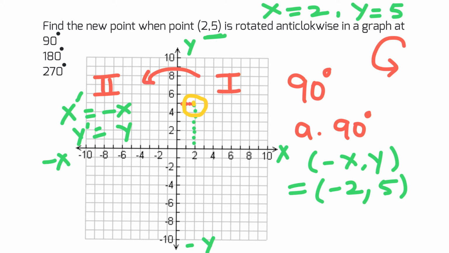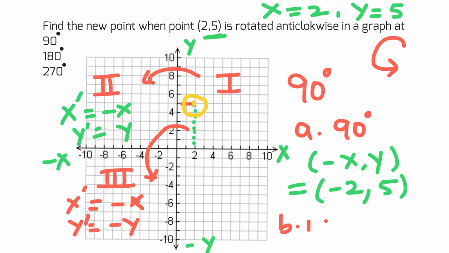Similarly, for 180 degree rotation. Now after 180 degree rotation, it lies in the third quadrant. Now here x dash is minus x and y dash is minus y. So B is 180 degree, hence the point is minus x and minus y. Now let's substitute the value of x and y and I get the point as minus 2 and minus 5. I hope this is clear.